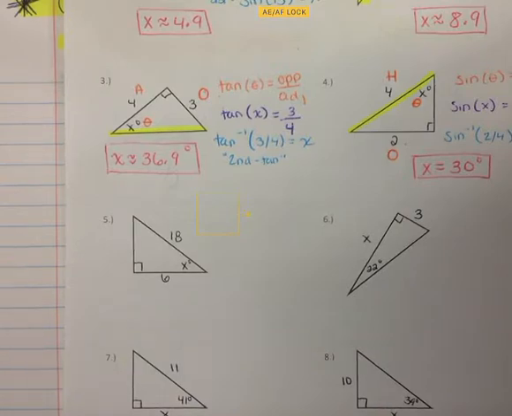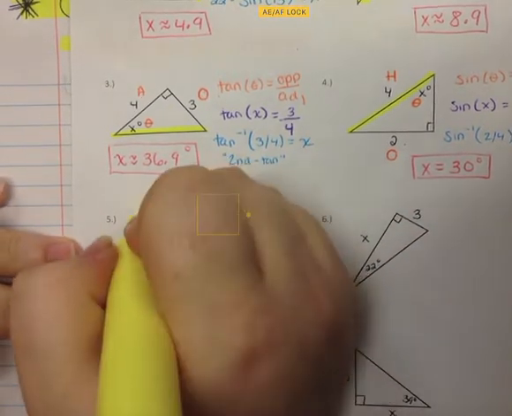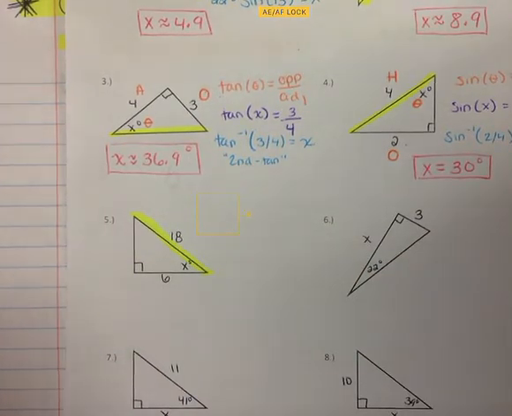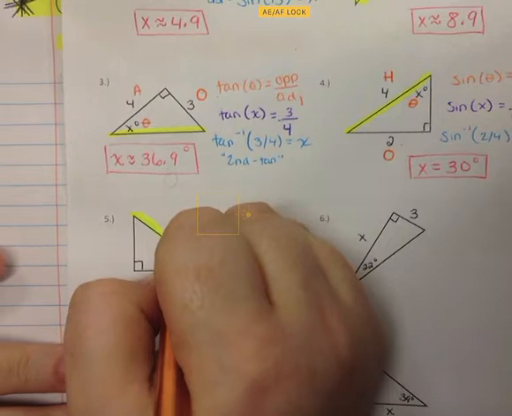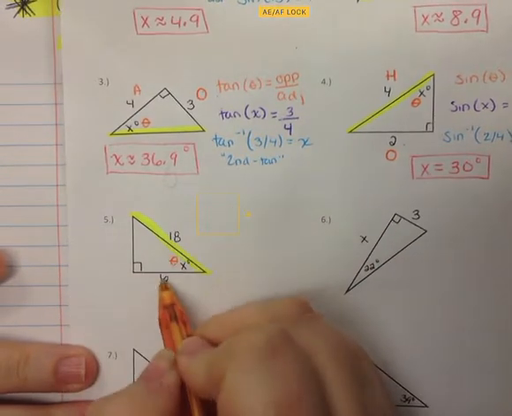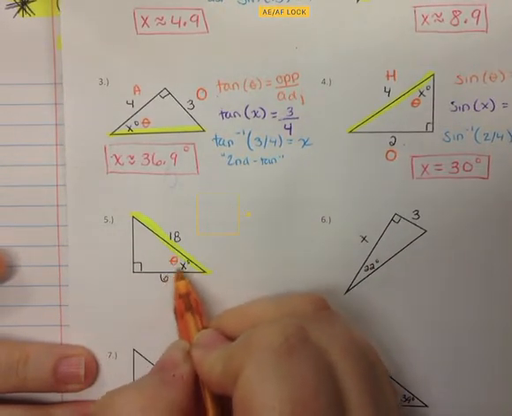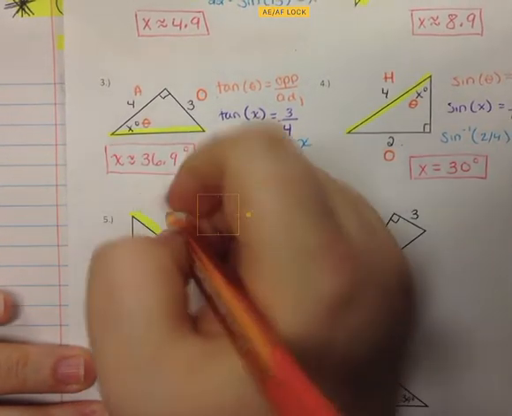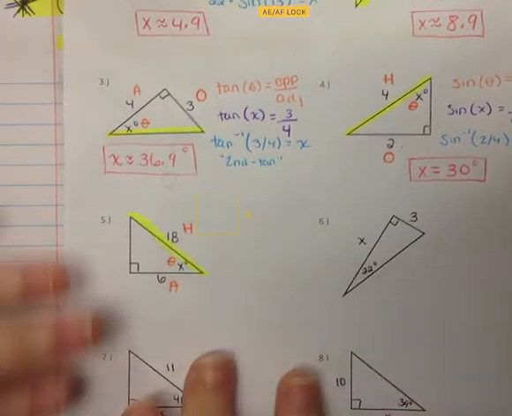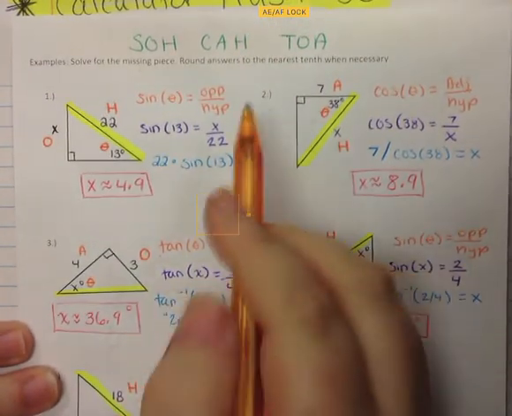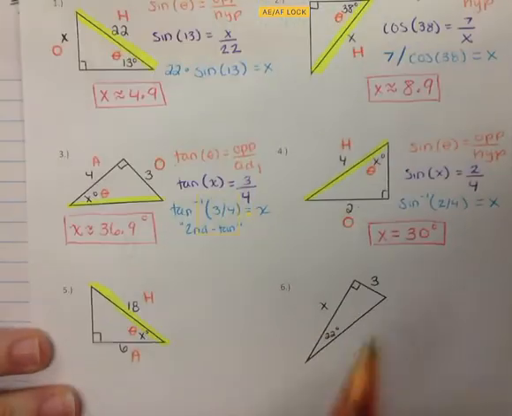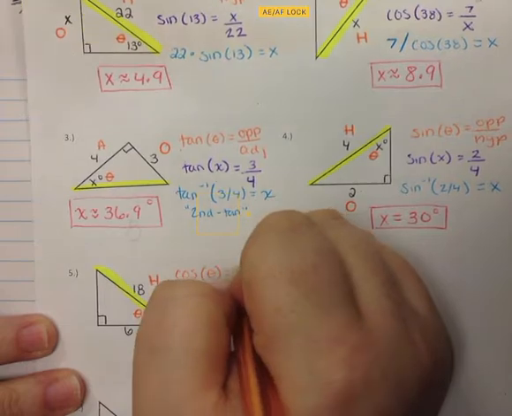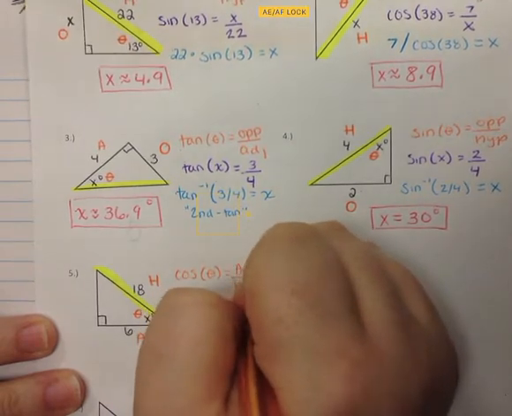Number 5, highlight your hypotenuse first, so across from the right angle, opposite the right angle. Label them. Theta goes where your x degree is. Your 6 is directly attached to that theta but not highlighted. That's your A. Your 18 is on the highlight. That's automatically your H. So A and H together, that's your CAH. So that C stands for cosine of theta is equal to your adjacent over hypotenuse.